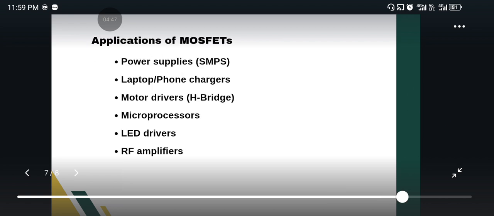Applications of MOSFET. We can use MOSFETs in different kinds of sectors like power supplies, laptops, phone chargers, motor drivers, microprocessors, LED drivers, and RF amplifiers.